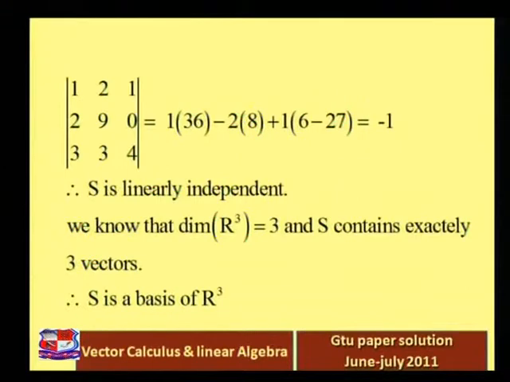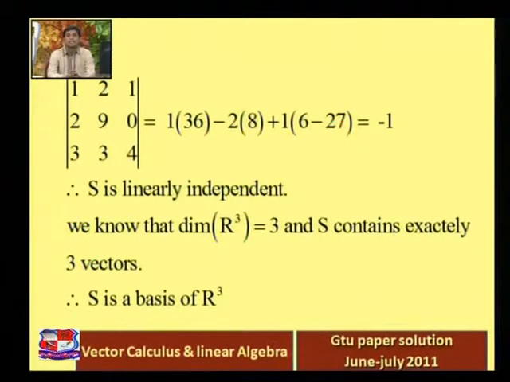So we know the three vectors (1, 2, 1), (2, 9, 0), (3, 3, 4). The determinant is 1 into 9 into 4, that is 36, minus 0. So 36 minus 2 into 4 into 2, that is 16, plus 1 into 3 into 2, that is 6, minus 27. I hope you all know how to find the determinant. That is equal to 36 minus 16 minus 21, which is equal to minus 1. So it is a non-zero number, so S is linearly independent.